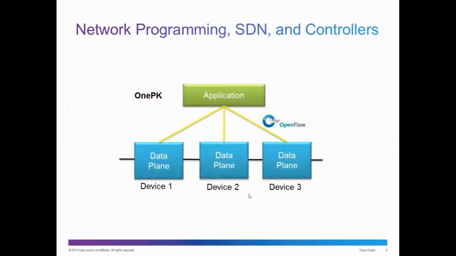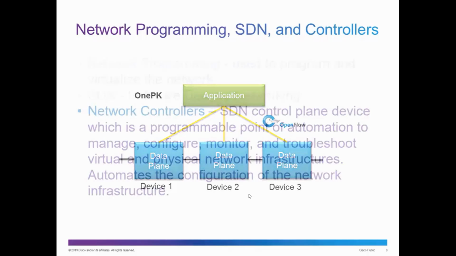In this image, you can see this example further. In this case, the application has been developed using Cisco's onePK Open Network Environment Platform Kit, and the software has been written in, let's say, the C or Java or Python programming languages, and the application can program the data plane on the three switches, device 1, device 2, device 3, using the OpenFlow standard.